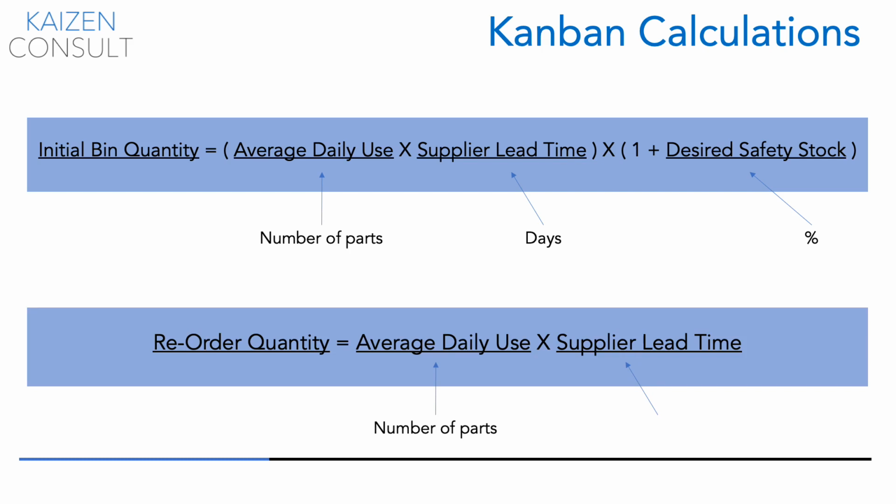Then, the reorder quantity should be equal to only the average daily use multiplied by the supplier lead time, as you already have a buffer in place for your Kanban.